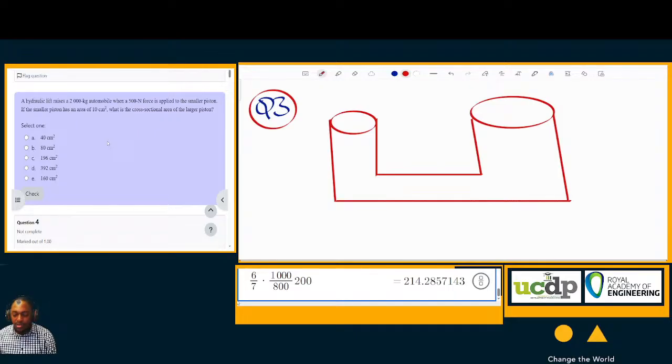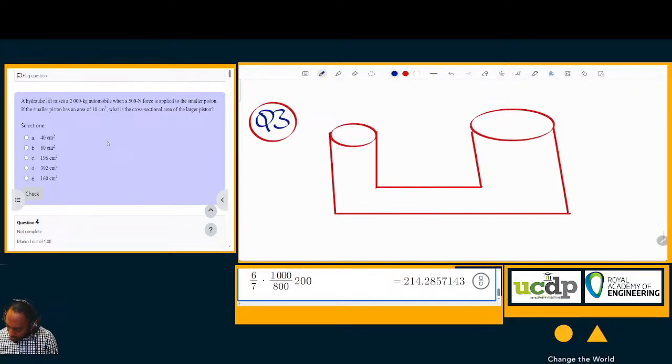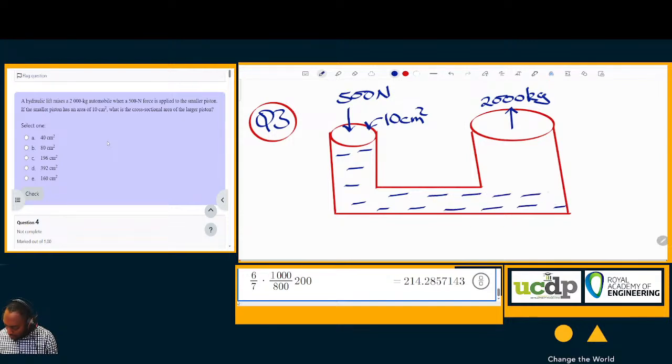So lift a 2000 kg automobile. So it will be lifted on this other side, going upwards, and here, applying a force of 500 newtons. And what area do we have? The smaller piston has an area of 10 square centimeters. And in here you've got an incompressible fluid, which is a form of a liquid.